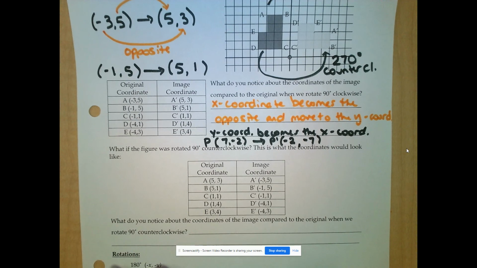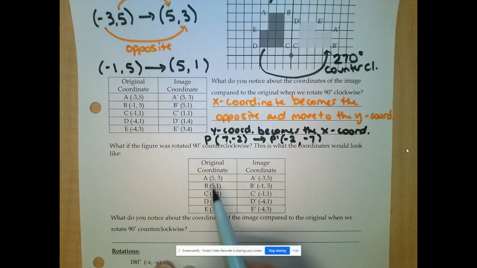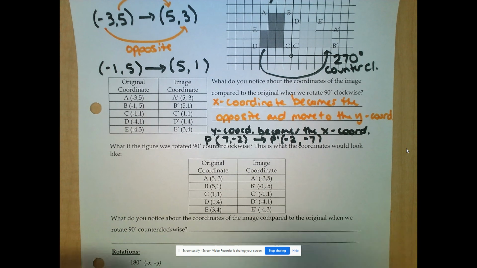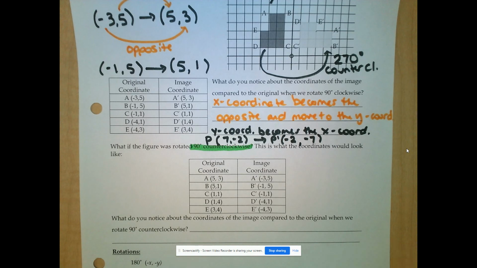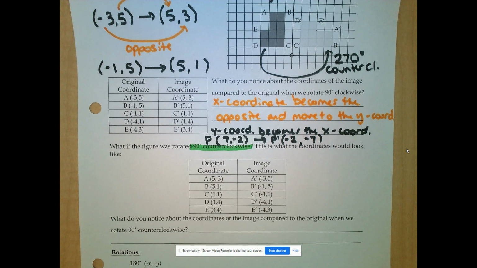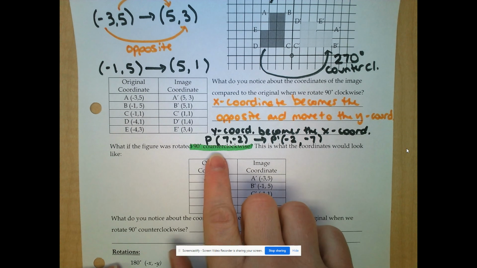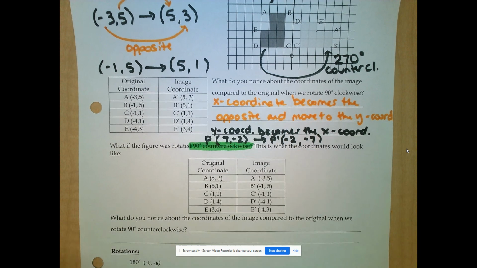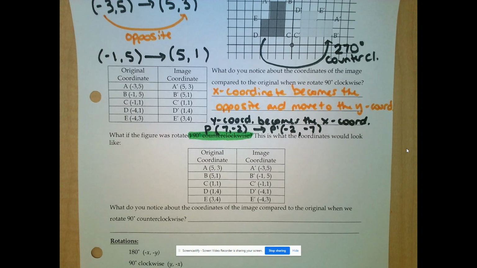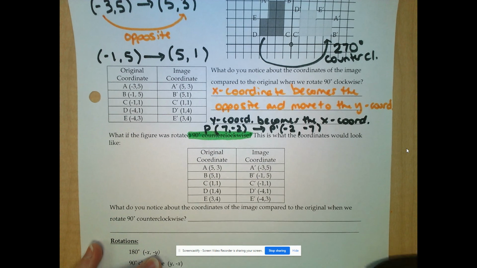What if the figure was rotated 90 degrees counterclockwise? So this is a set of coordinates for an image after the original has been rotated. Oh, I'm sorry, I'm saying clockwise out loud, and I'm like, that doesn't make any sense. So this one, we're going to go 90 degrees counterclockwise. So this is the opposite of the first example. So the original coordinate is 5, 3. The image becomes negative 3, 5.